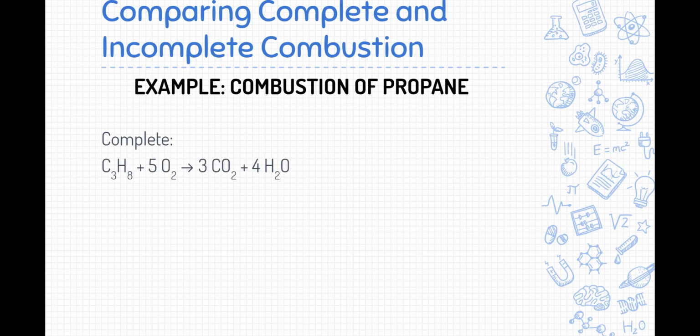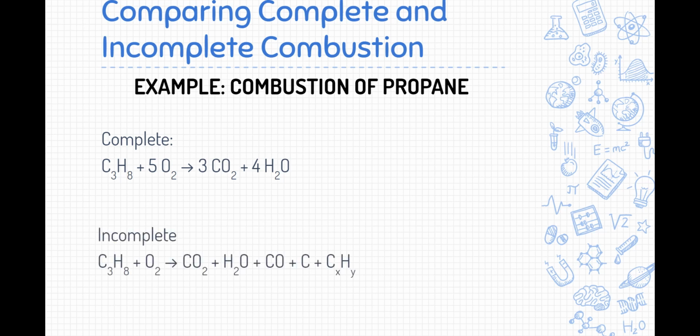So, combustion of propane, C3H8. Propane plus oxygen produces carbon dioxide and water. So there we have a complete combustion of propane. If the reaction conditions meant the reaction was going to be an incomplete combustion, here's how the products may look.